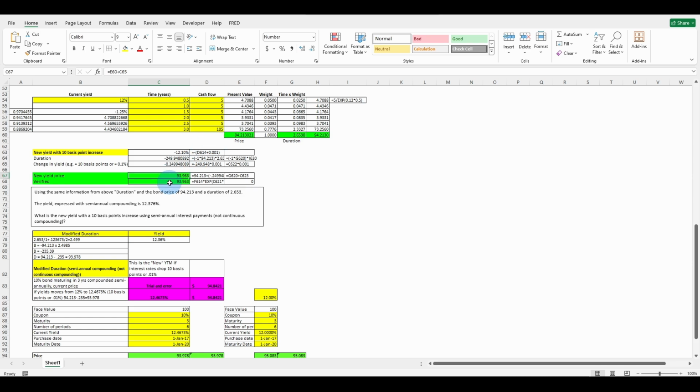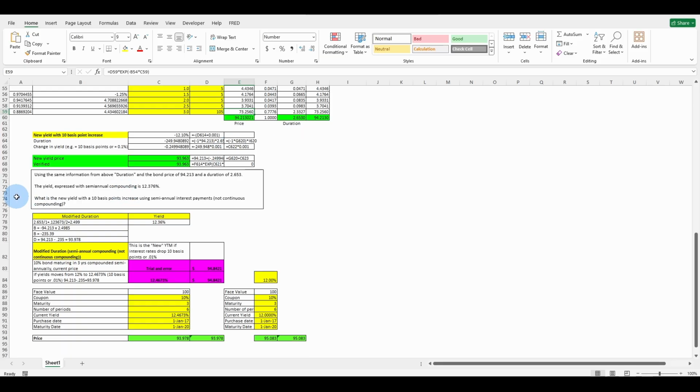Our pricing is 93969. Using the same information from above, duration and the bond price of 94.23 and a duration of 2.653. We noted that. The yield expressed with semi-annual compounding is 12.376. What is the new yield with 10 basis point increase using semi-annual interest payments, not continuous compounding?